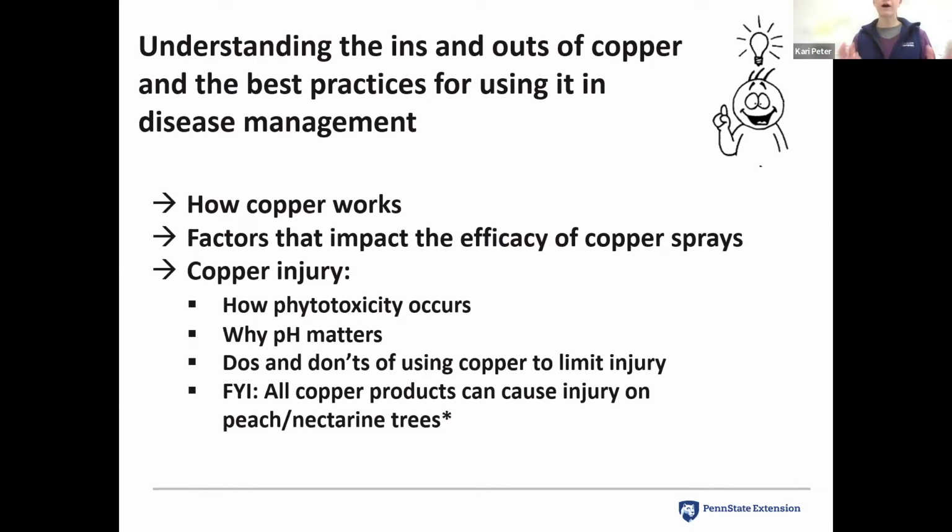An FYI here, one thing I want to tell you right off the bat is that all copper products, to a degree, can cause injury on peach and nectarine trees. Now, you may hear about products saying, oh, this doesn't cause phytotoxicity. Well, if it wasn't tested on peach and nectarines, they usually always cause some kind of phytotoxicity. But we do see degrees of phytotoxicity, depending on the cultivar. I just want to say that right up front, because I know the products out there and the claims that I'm hearing, so I want to address that immediately.